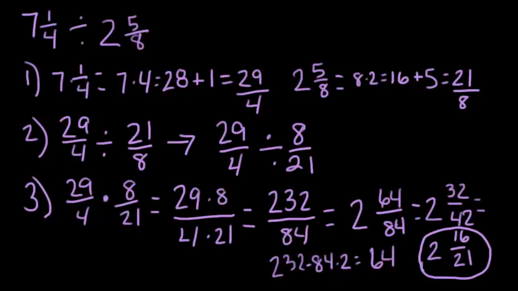So all we have to remember is 3 steps. Rewrite the mixed number as an improper fraction. Number 2, invert the divisor. Number 3, change the division to a multiplication problem and solve.